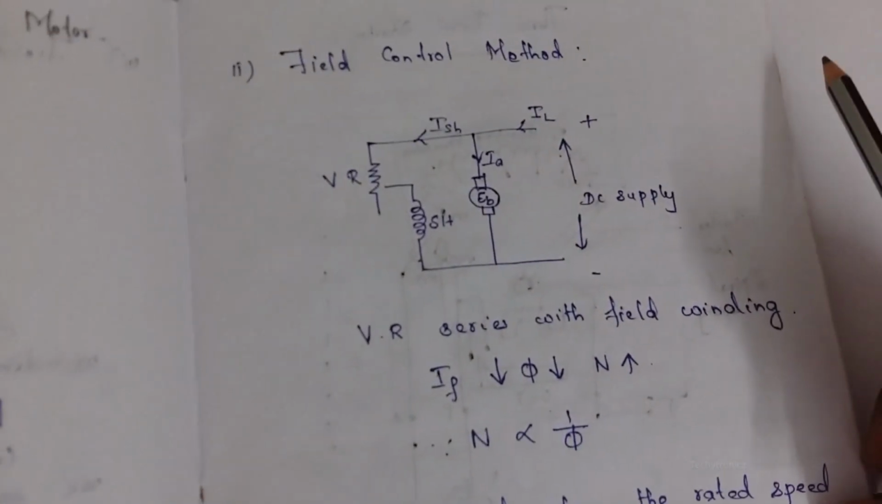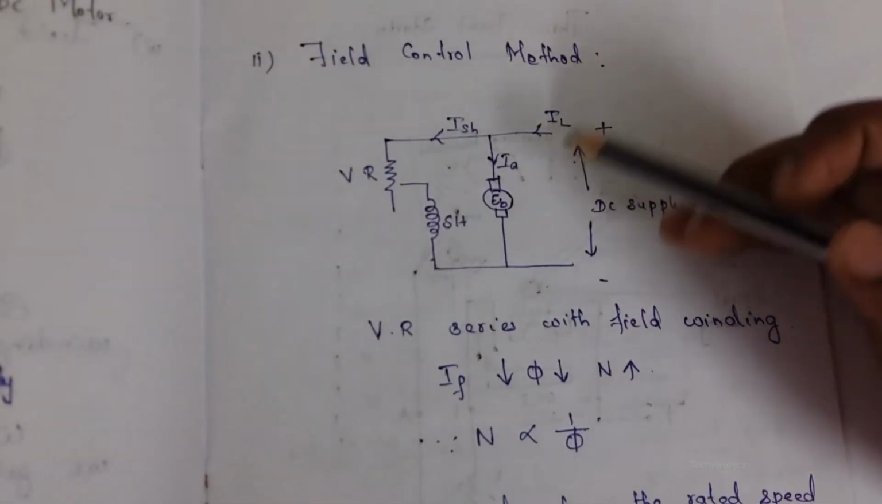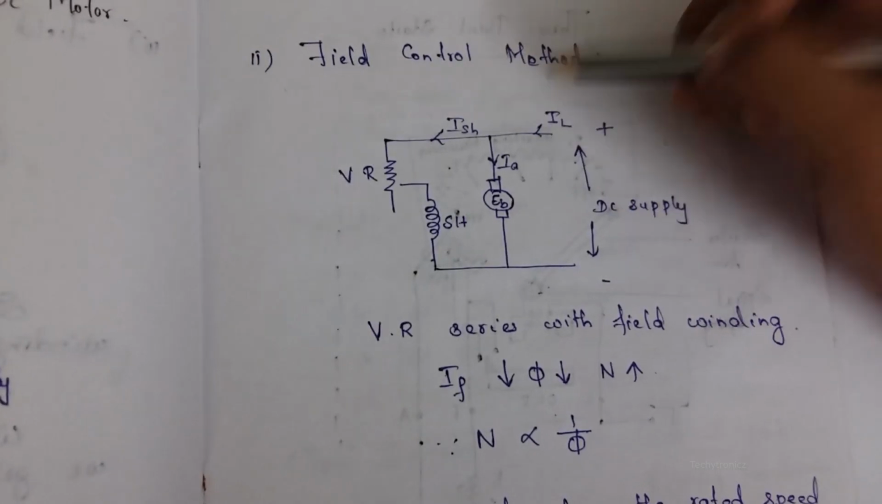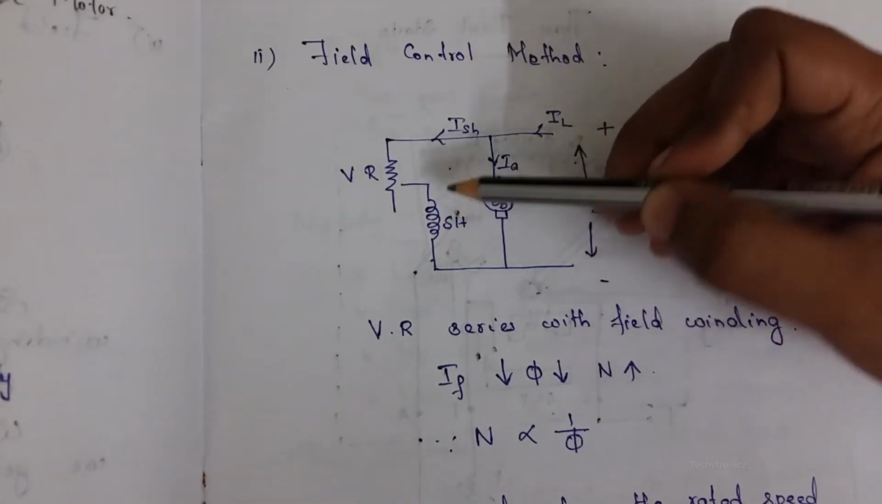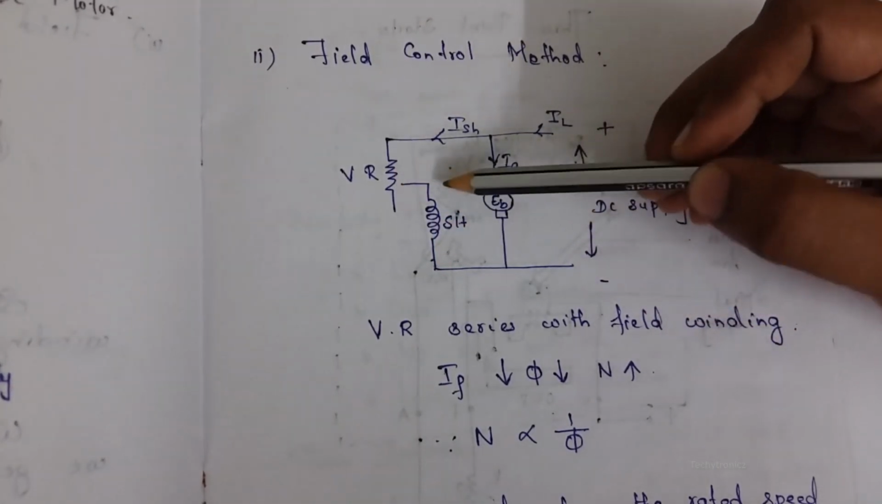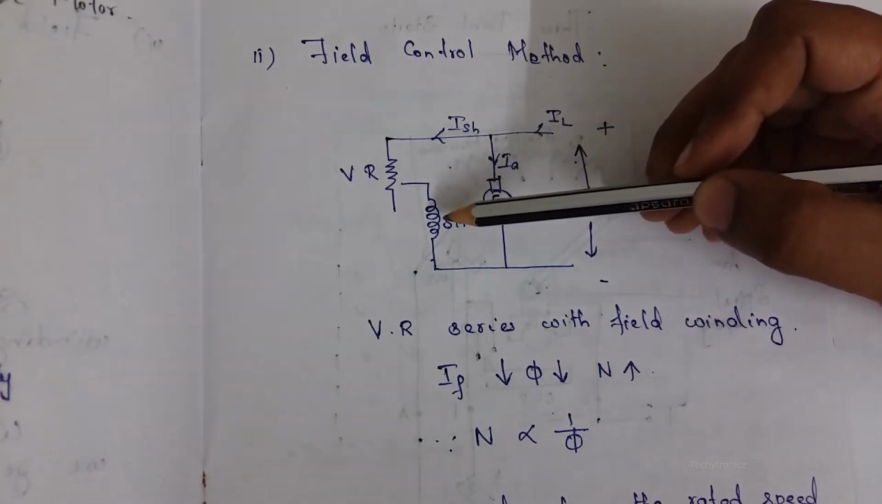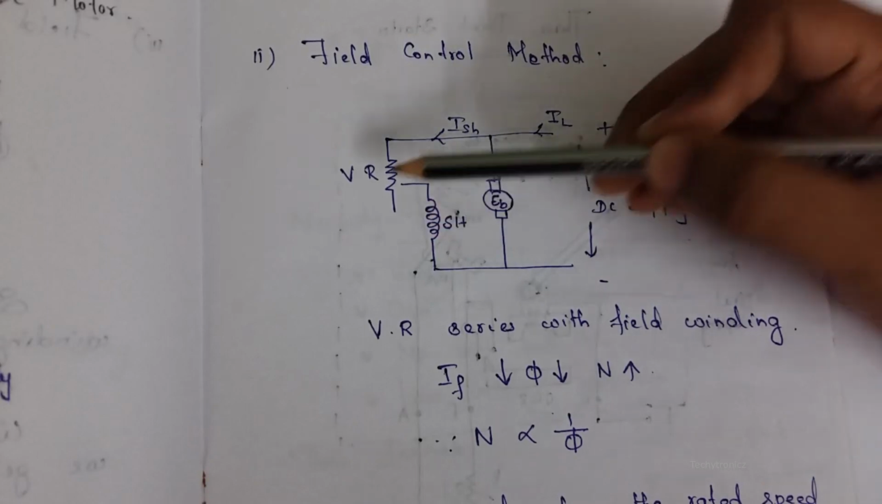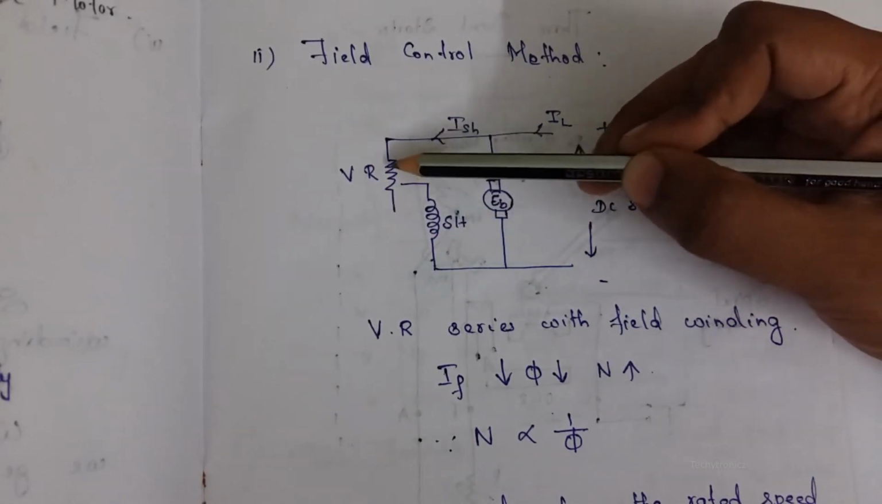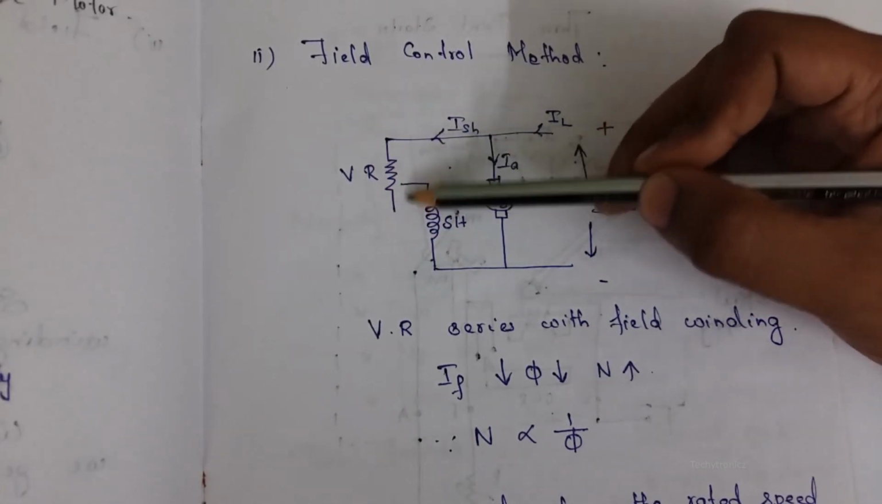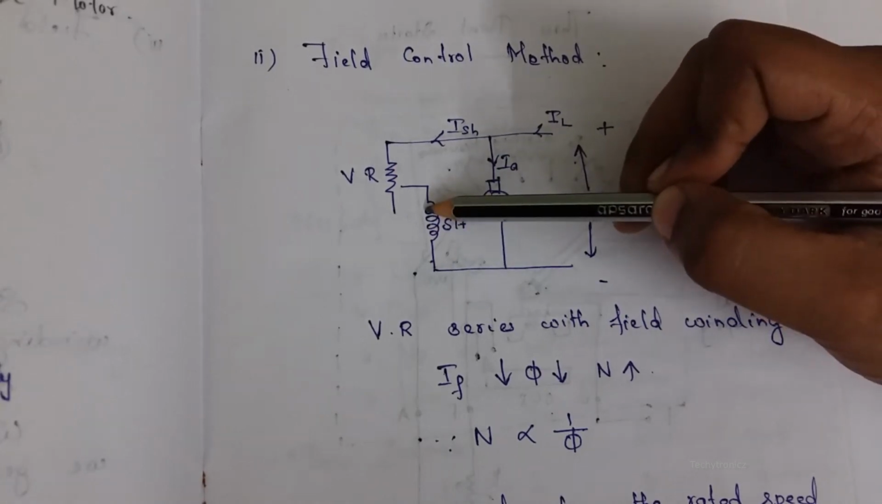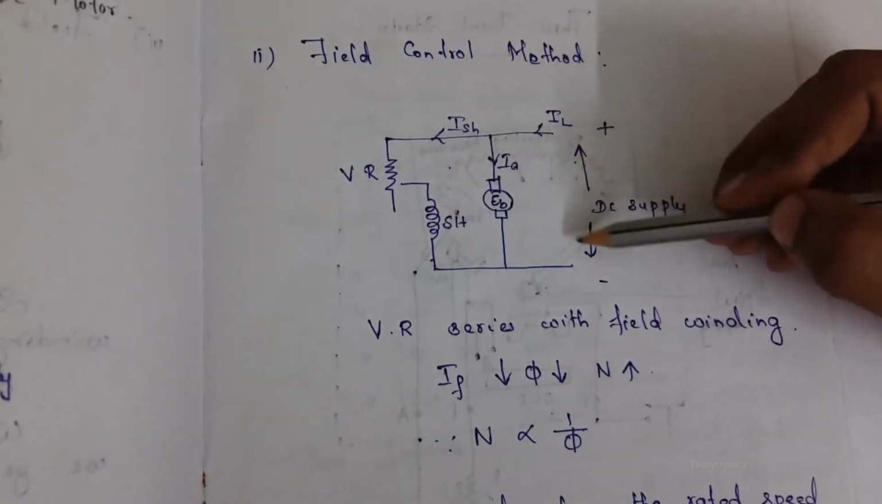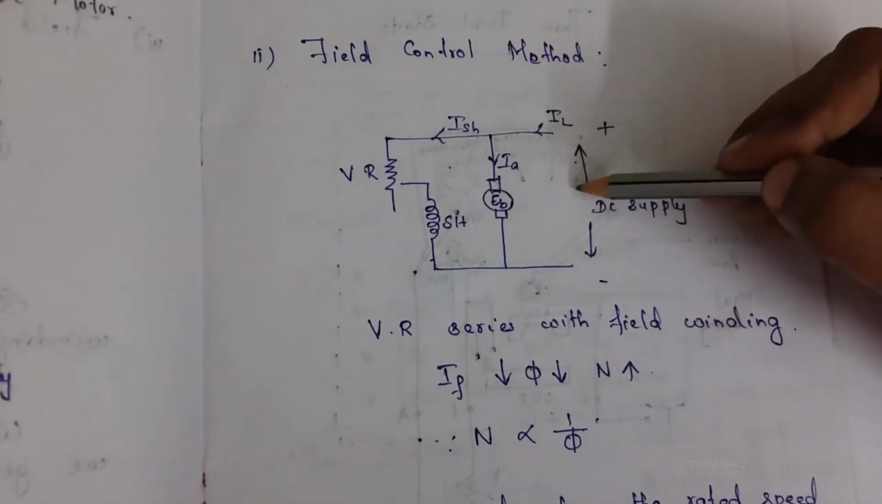The second method is the field control method. In the field control method, this is the field winding and this is the variable rheostat. A variable rheostat is connected in series with the field winding. These two are connected in series. As usual, DC supply is given to the DC motor.